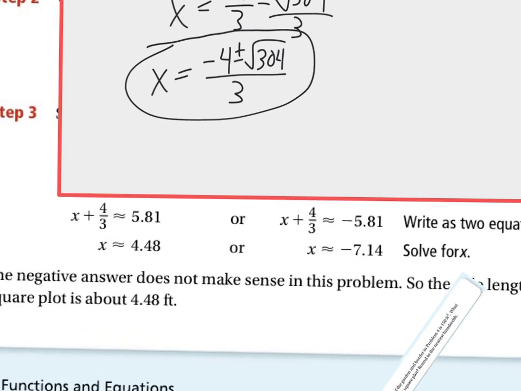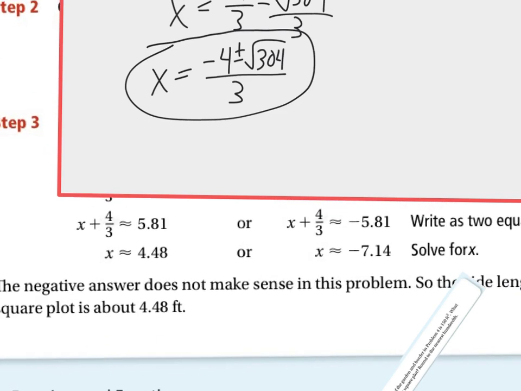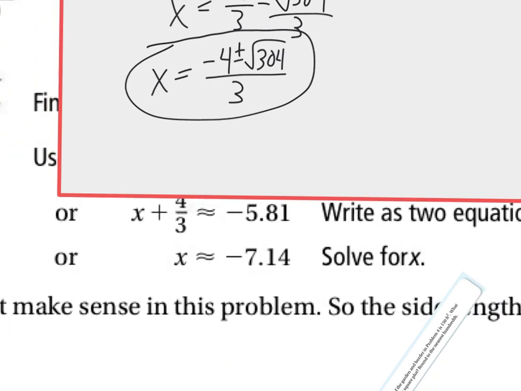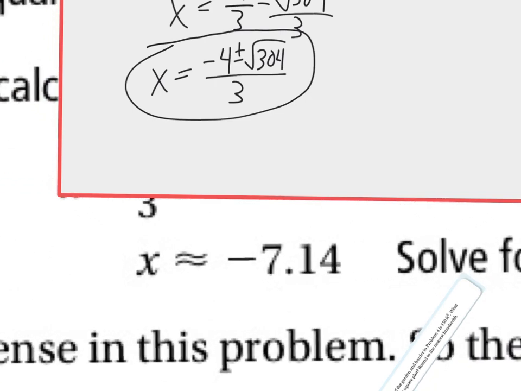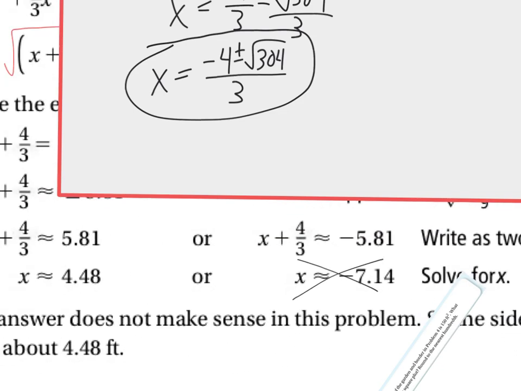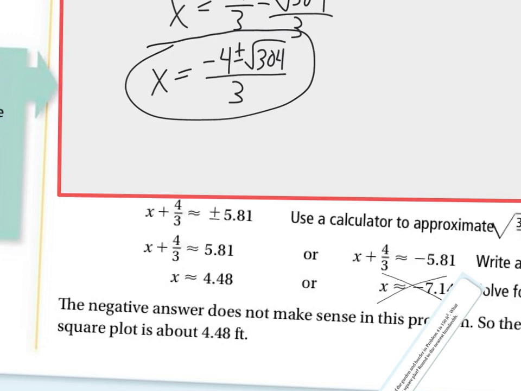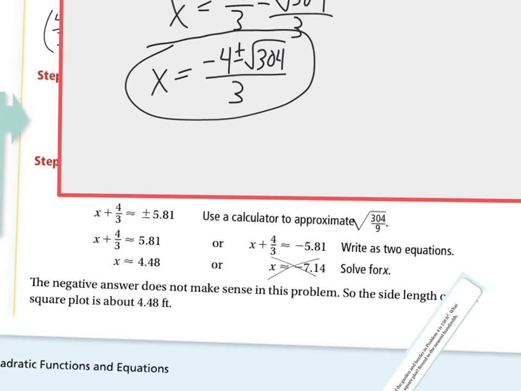I'm sorry, negative 7 and 14 hundredths, or 4 and 48 hundredths. Now we know X is talking about the width of the border. The width of the border can't be negative 7 something. That doesn't even make sense. So the 4 and 48 hundredths would have to be our X. Oh, sorry, it's actually not the width of the border. It's the dimensions of each section of our garden. So each section of the garden is almost 4.5 feet by 4.5 feet. And then we've got this border going around the whole thing.